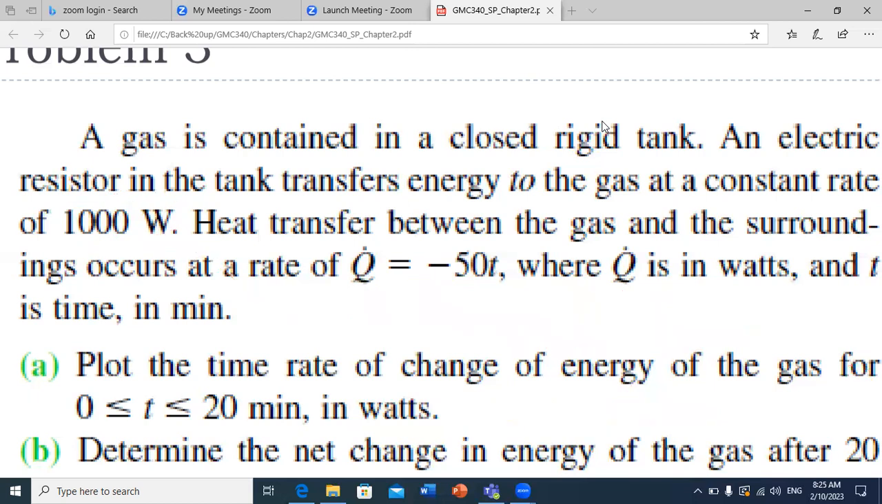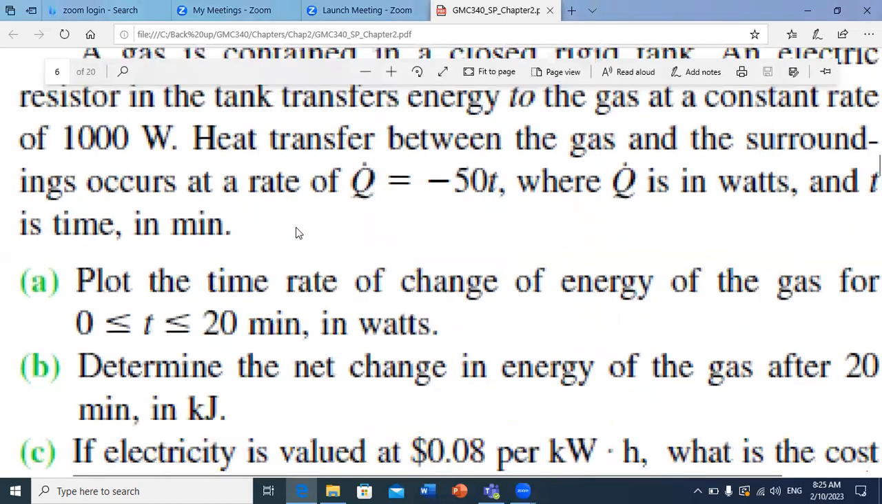Any question on this? So we are done with this problem.